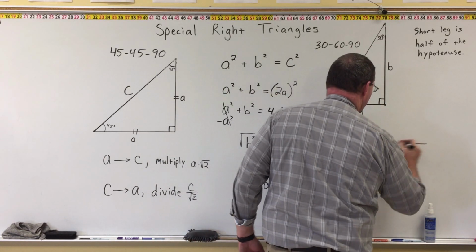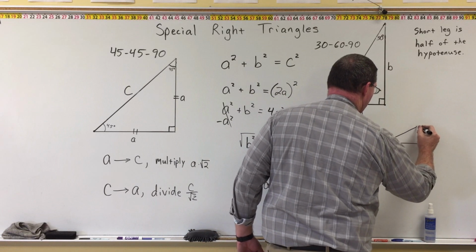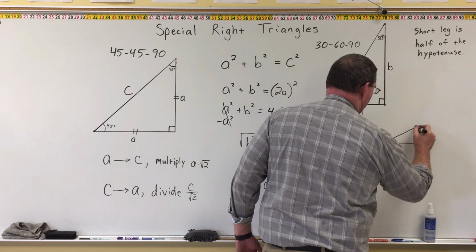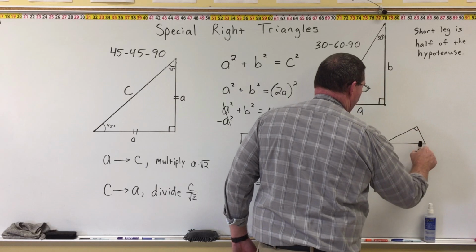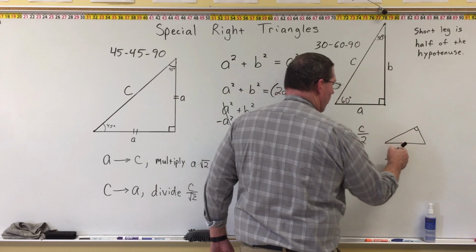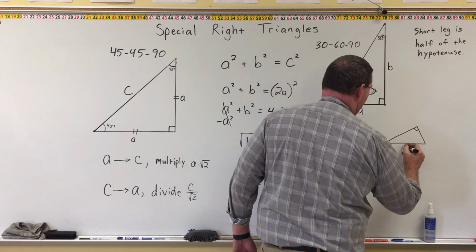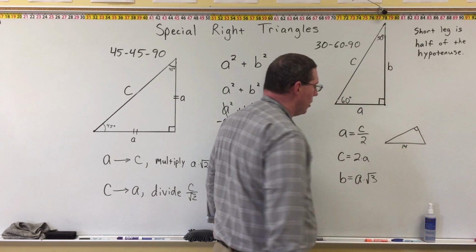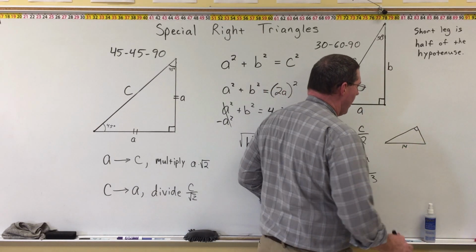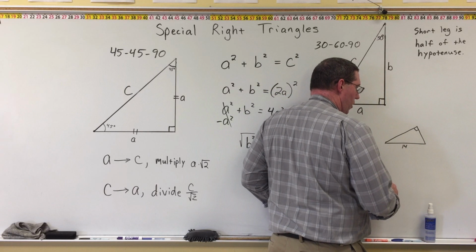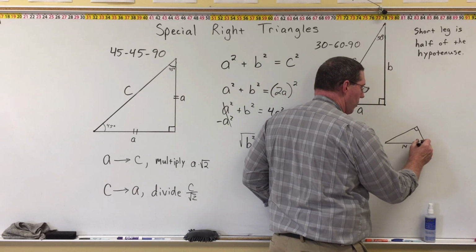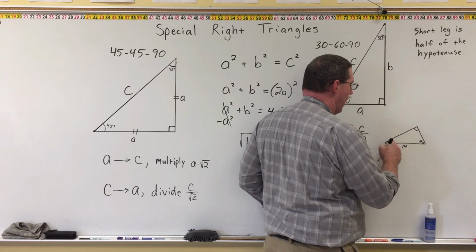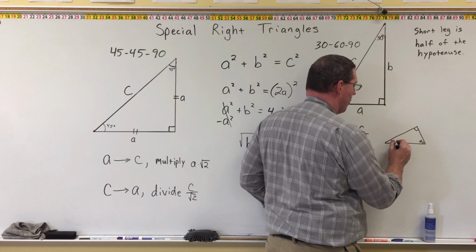Actually, let me draw it. Hypotenuse here, there, and there. There we go. That's a right triangle. Okay, and I tell you that the hypotenuse here is 14. Okay, I tell you the hypotenuse is 14, and I want to know the lengths. Now, let's say I tell you that this angle over here is 60 degrees. You automatically now know that this angle is 30 degrees.